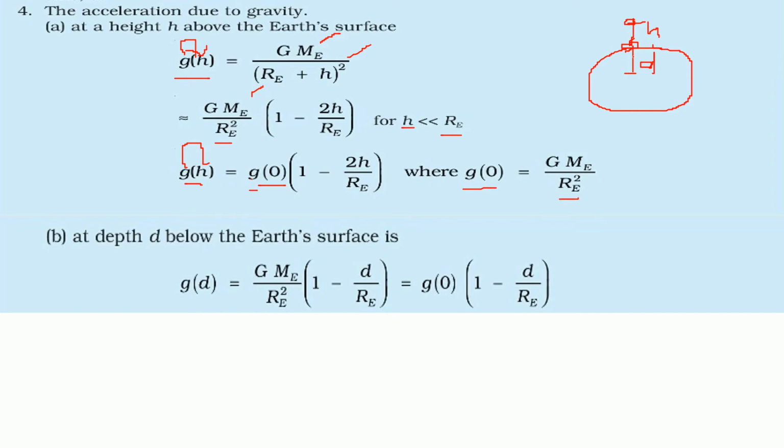When you talk about coming down below the earth's crust, at depth d below the earth's surface, g again as a function of depth is given by GMe/Re² × (1 − d/Re), which is equivalent to g0, that is at 0 depth, × (1 − d/Re).